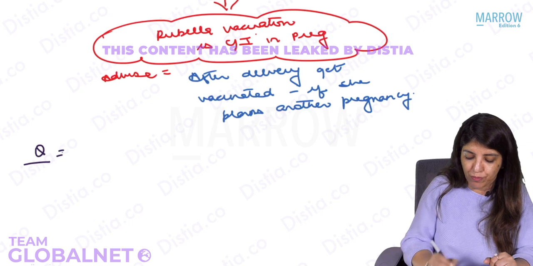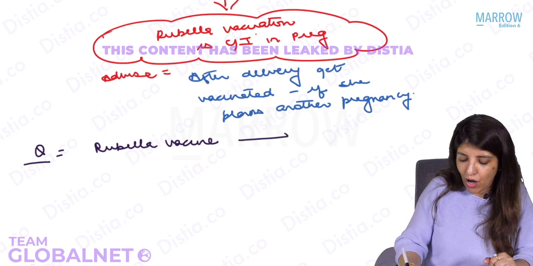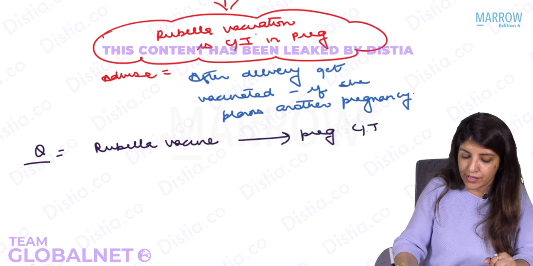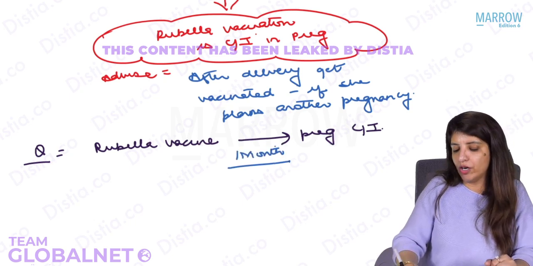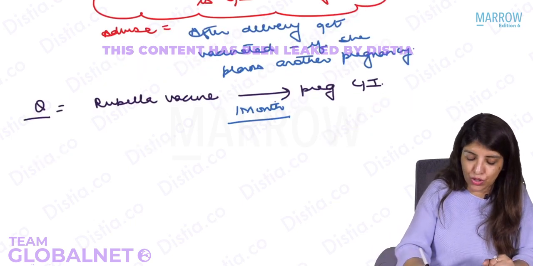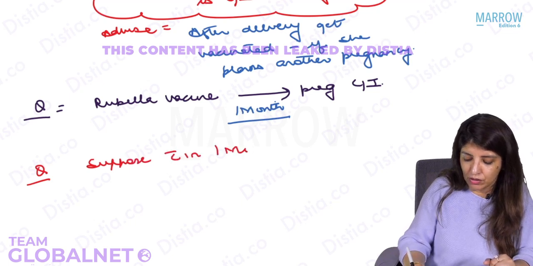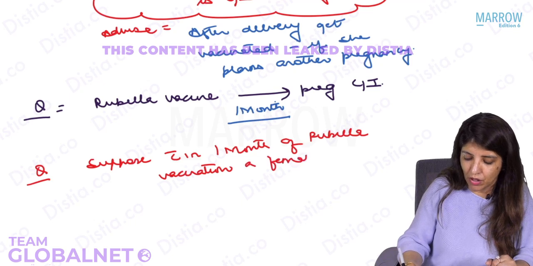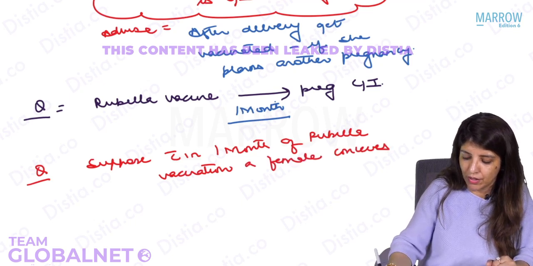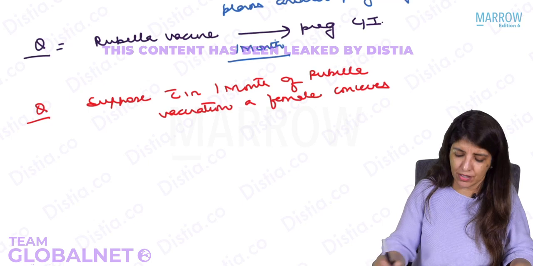Now, my next question to you. After giving rubella vaccine, for how long is pregnancy contraindicated? After giving rubella vaccine, pregnancy is contraindicated for 1 month. Now, suppose within 1 month of rubella vaccination, a female gets pregnant. A female conceives. Right? So, I told her not to get pregnant within 1 month of this vaccination, but by chance this female has conceived. Well, now what is the next step?